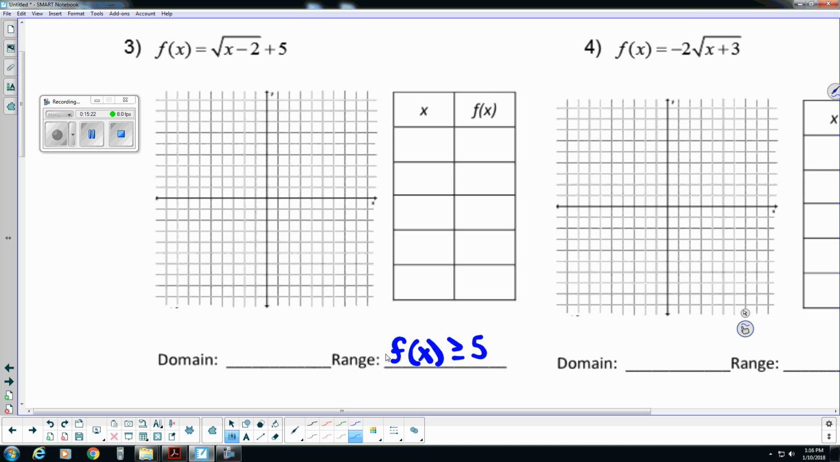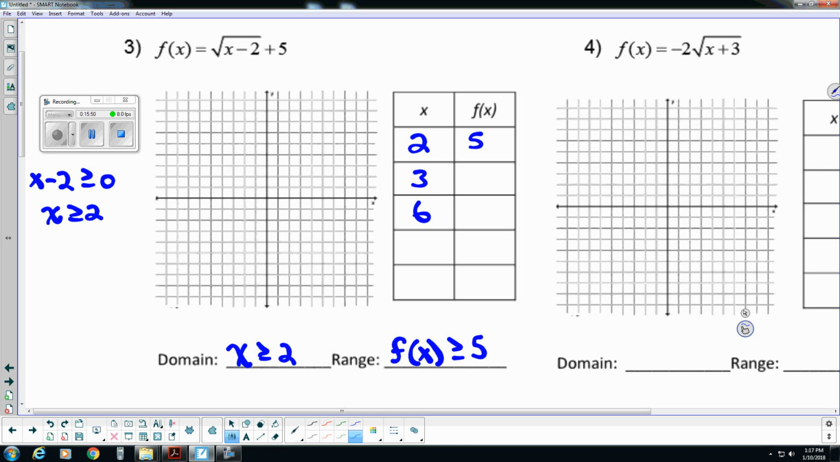Now my domain, I take what's under the radical sign, x minus 2, set it greater than or equal to 0, solve for x. So x is greater than or equal to 2. 2 is the value I'm going to start with in my xy table. I'm going to, again, pick values greater than 2, because that's what it's telling me to do in my domain. So I'm going to pick 3 and 6, because those are numbers that will create perfect squares.